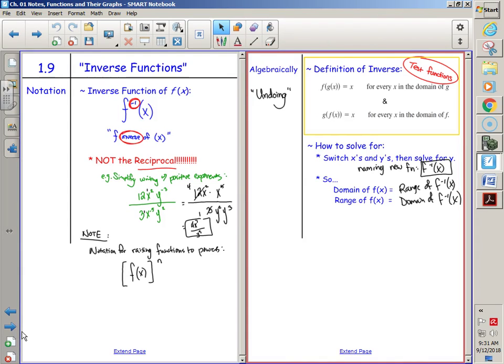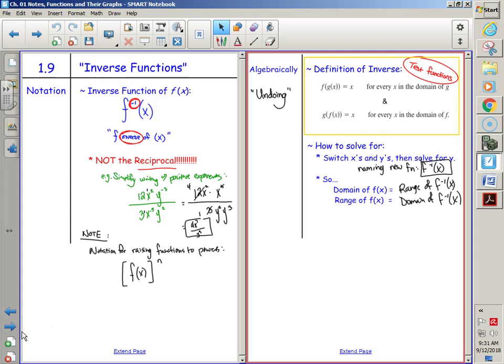Section 1.9, what was the notation thing that I was worried of you guys messing up? The -1, is it a power? No. What does it mean? Inverse, f inverse of x, not reciprocal. If you wanted to ever raise a function to a power, you would have to do it like this on the outside. So definition of inverse, that's the page over here.